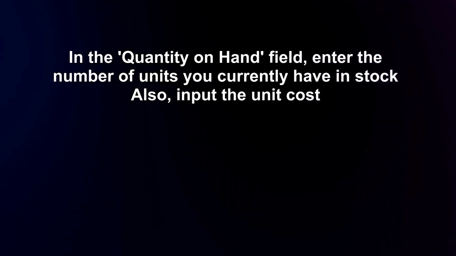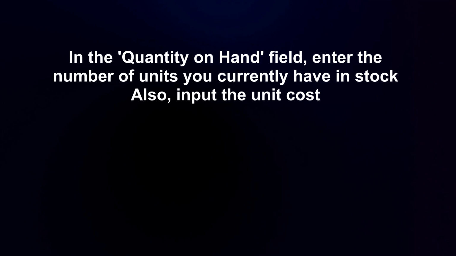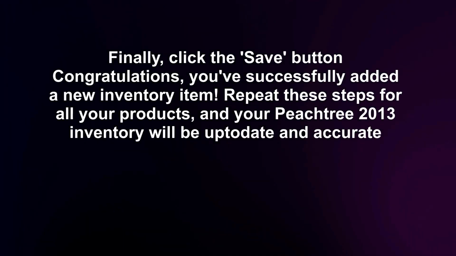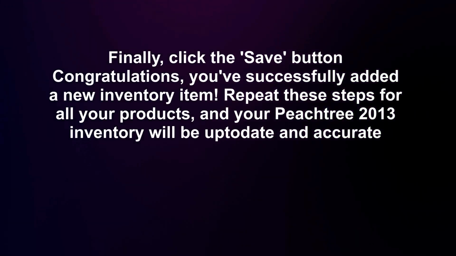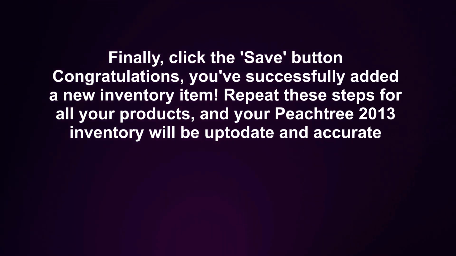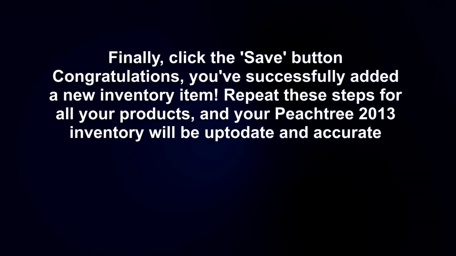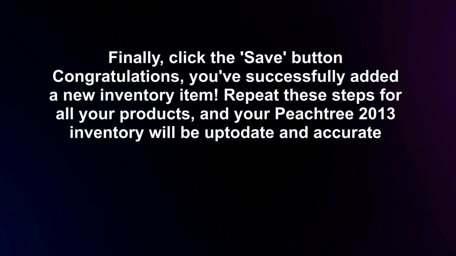In the Quantity on Hand field, enter the number of units you currently have in stock. Also, input the unit cost. Finally, click the Save button. Congratulations, you've successfully added a new inventory item. Repeat these steps for all your products, and your Peachtree 2013 inventory will be up to date and accurate.